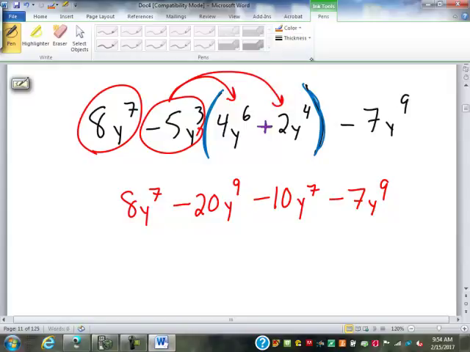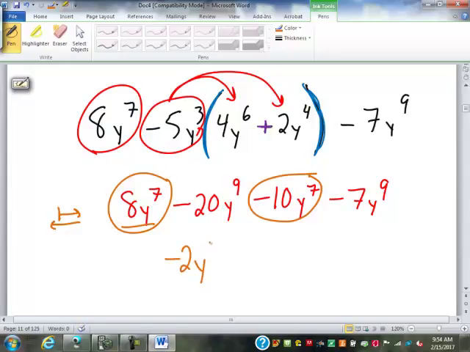And we do still have to combine what we can. Now we can only combine things that are the same name. Only combine like terms. Is there anything that is like the 8y to the 7th? Yeah, negative 10y to the 7th. 8 and negative 10 is negative 2. Is that y to the 14th now? Still y to the 7th. When we're adding or subtracting, we keep the same name. Then we've got the negative 20y to the 9th and negative 7y to the 9th, which makes negative 27y to the 9th.